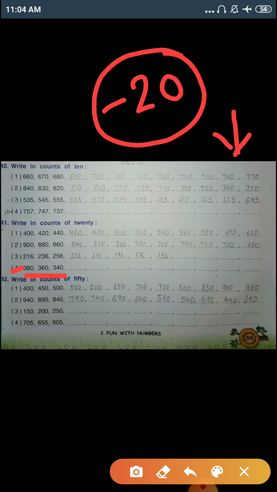Now question number 4 you need to do by yourself in homework. You can see the pattern in question number 4 is in decreasing order. That means you need to subtract 20 from the number.